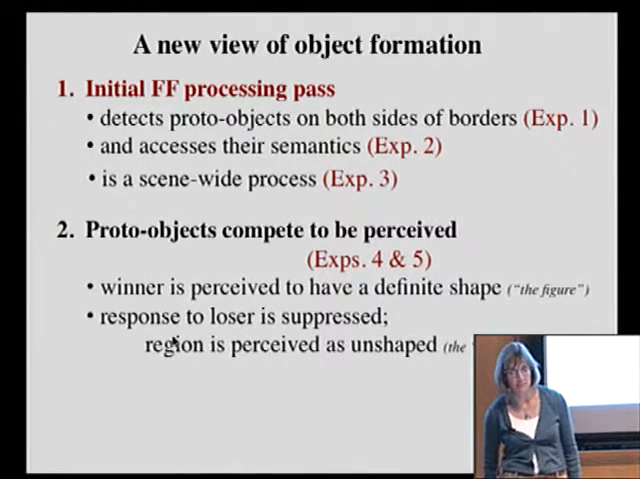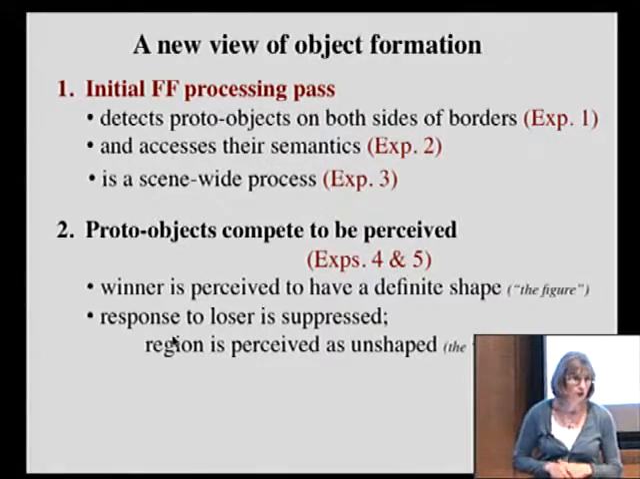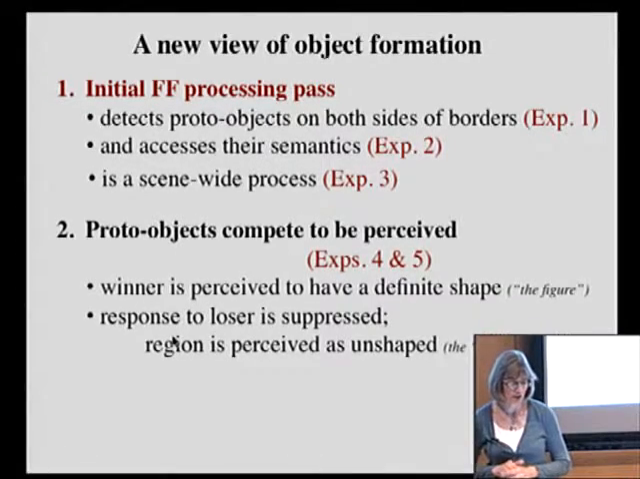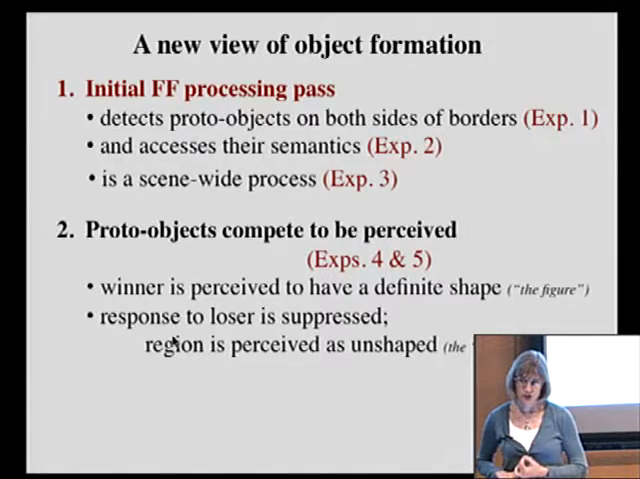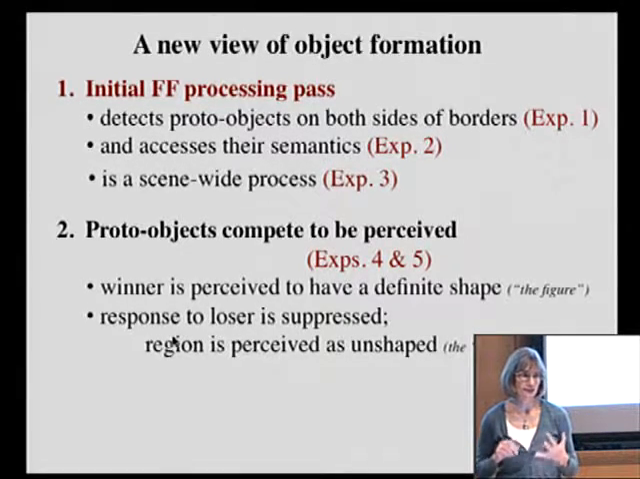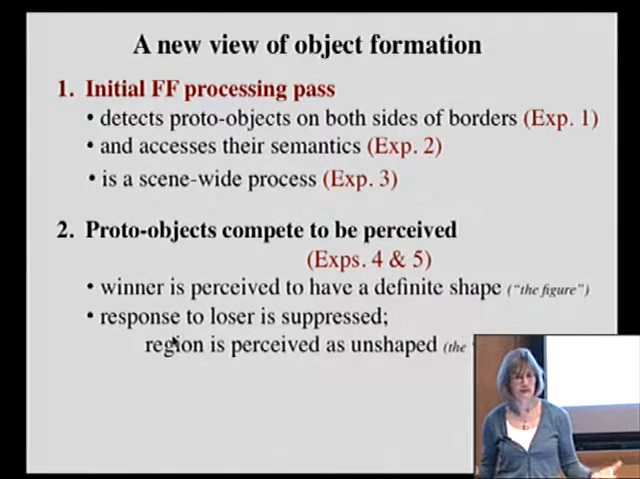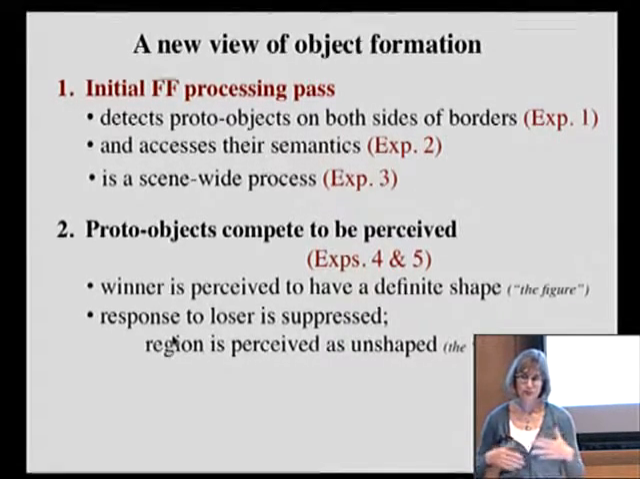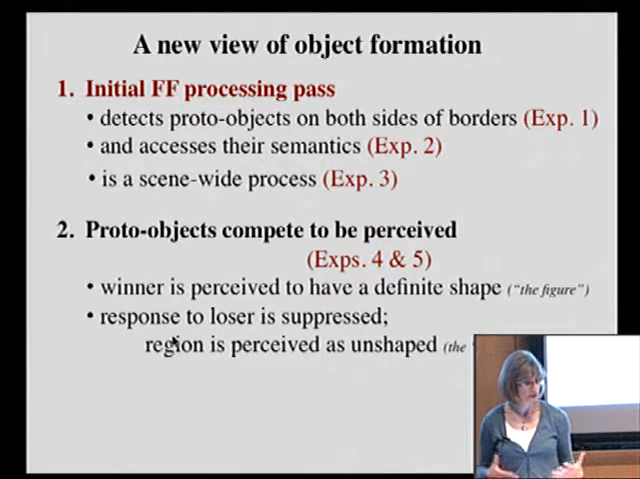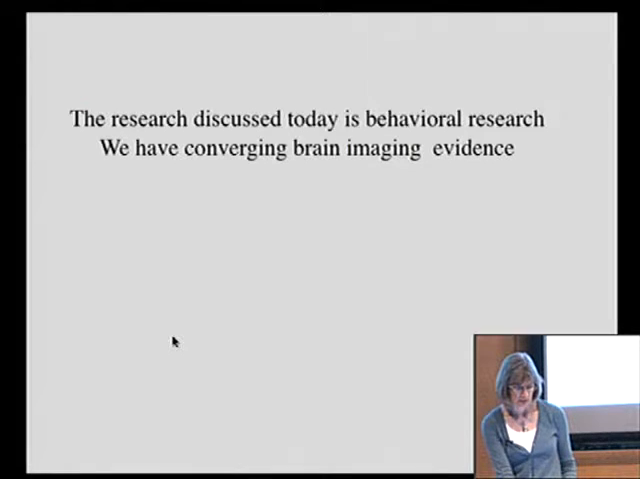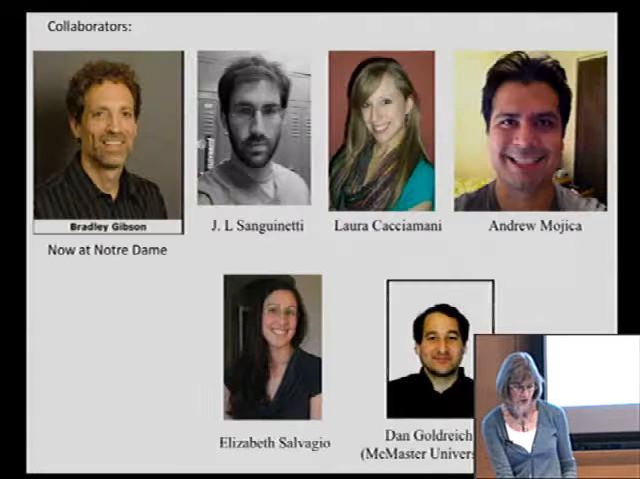So we think that we have good evidence in these and other experiments that we've done for this fast initial feed-forward processing pass that accesses object structure and semantics, does scene-wide processing, and also that the proto-objects that might be seen compete for perception. Those that win the competition are perceived. Those that lose the competition are not perceived. And we do have some brain imaging research that backs up what I've told you about today.